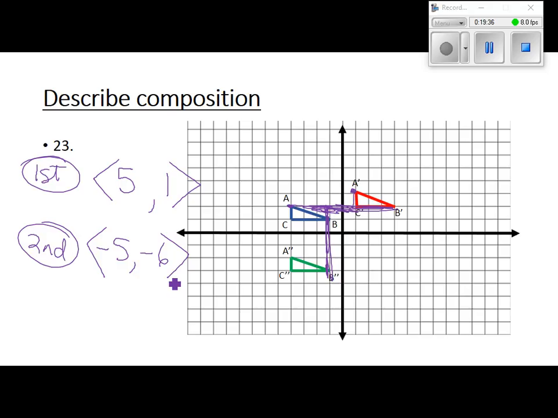Is that right? Bree's looking like she doesn't trust you guys as far as your counting goes. That's supposed to be -5. I think it's -5, 6. Yeah, it's -5, not -6. This is supposed to be -5? Yeah.